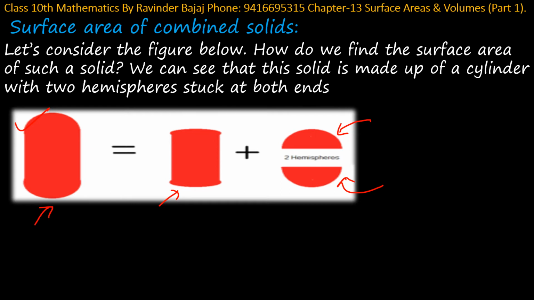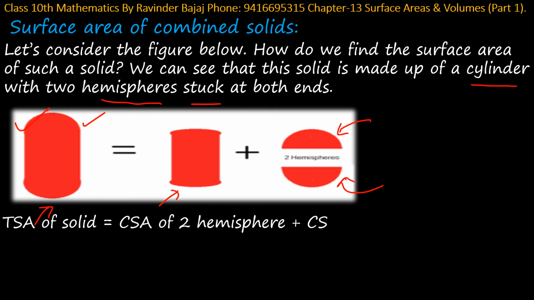Let us consider the figure below. How do we find the surface area of such a solid? We can see that this solid is made up of a cylinder and two hemispheres, which are stuck on both sides of the cylinder. To calculate the volume or surface area of this solid, you need to do something important. First of all, divide the complex figure into simple figures.